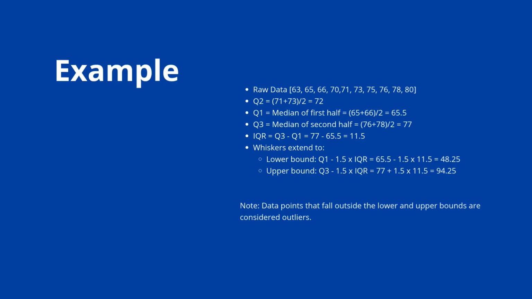Similarly, we can calculate Q1, which is the median of the first half of values. And then we can calculate Q3, which is the median of the second half of values. Then we can calculate the interquartile range, which is nothing but Q3 minus Q1. Then we can calculate the whisker's lower bound and upper bound. After calculating the lower bound and upper bound, we'll check all the data. Any data points that fall outside the lower bound and upper bound are considered outliers. So this way, we can easily detect outliers in a box plot.